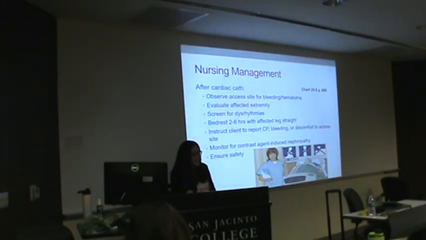After the cardiac cath, assess the access site for bleeding or hematoma. You want to assess peripheral pulses to whatever extremity was used. Lower extremity, your dorsalis pedis and posterior tibial pulses. Upper extremity, your radial pulse.